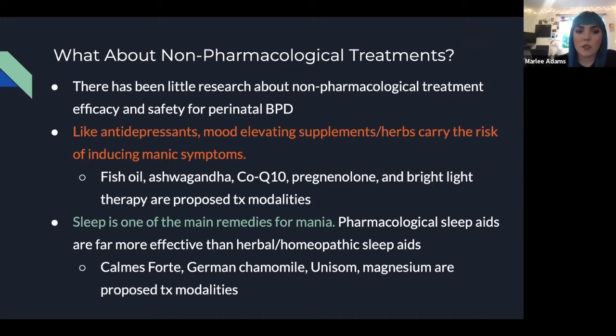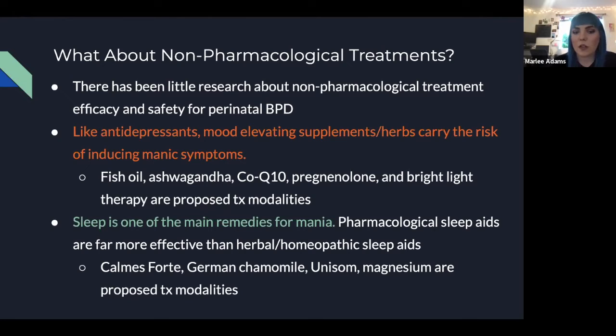So some of the herbs or supplements that I saw maybe 1 or 2 studies about each were fish oil, ashwagandha, CoQ10, pregnenolone, and bright light therapy. Another thing to encourage you to research before recommending is that bright light therapy is recommended to be done differently in people with bipolar disorder than people with major depressive disorder or postpartum depression. So someone with bipolar disorder should do bright light therapy midday at a lower lux than someone with depression, and that's something to note. Now for mania, that one's a little bit trickier to target.